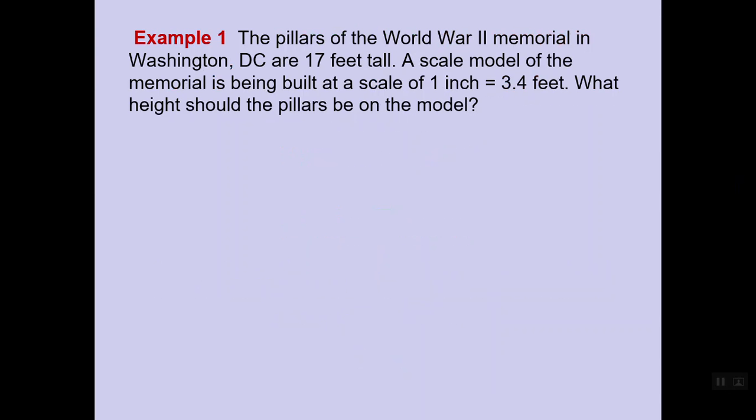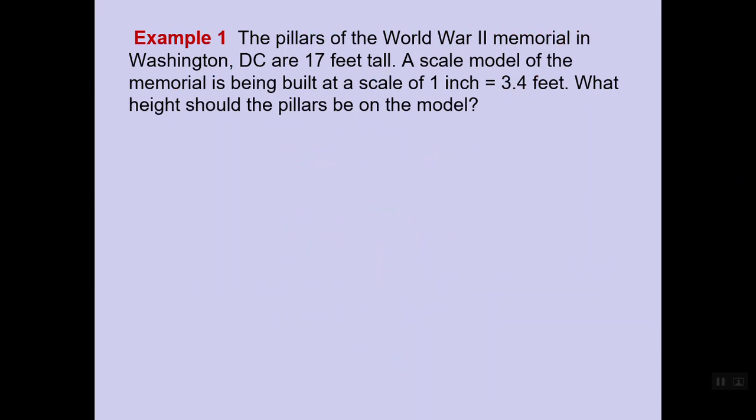All right, example 1. The pillars of the World War II Memorial in Washington, D.C. are 17 feet tall. A scale model of the memorial is being built at a scale of 1 inch equals 3.4 feet. What should the height of the pillars be on the model? Well, we can use a proportion to solve this.